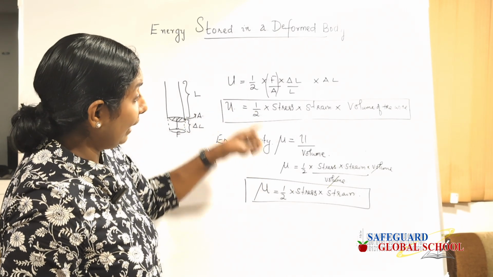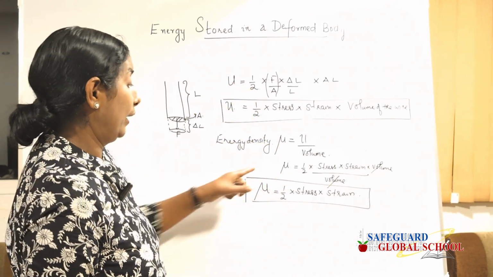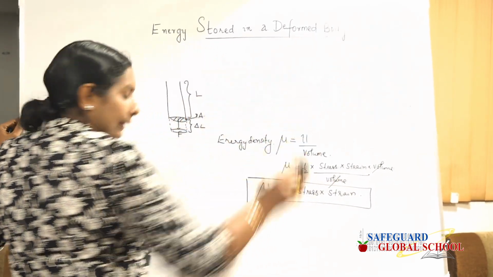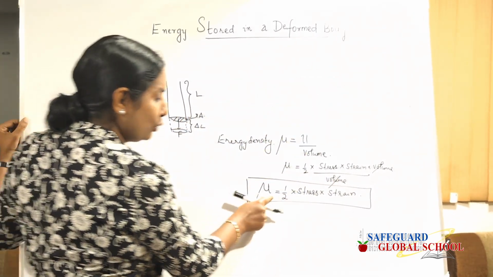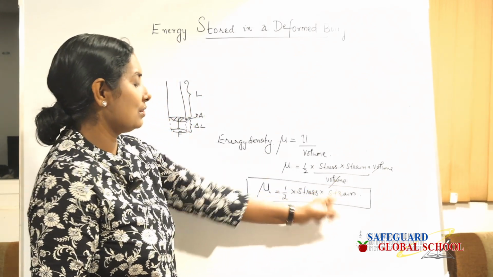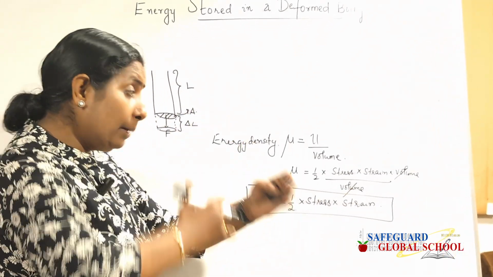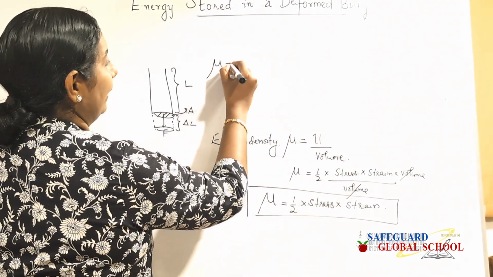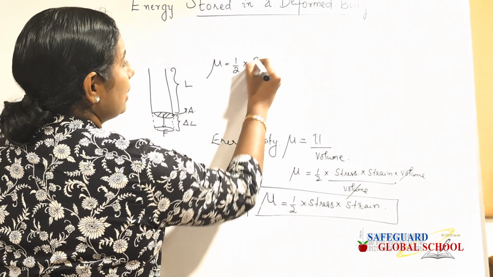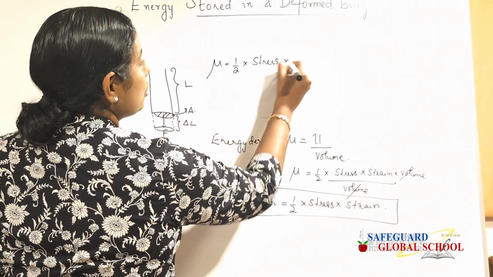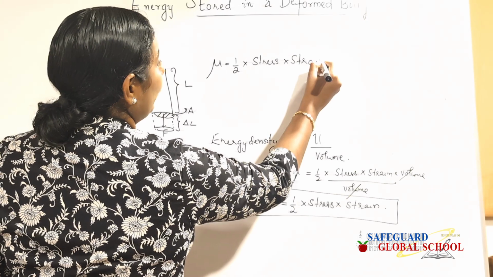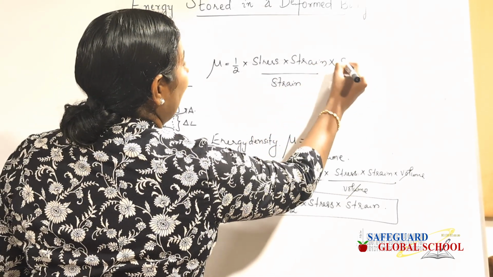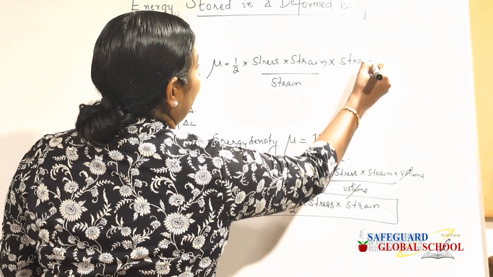Continuing, we can derive one more relation for energy density. So let us start with it. Taking mu is equal to half into stress into strain. We are dividing by a strain and multiplying by a strain. So once again, how does the equation look? It is half into stress into strain. So what we are doing? Dividing with strain and multiplying with a strain. Division and multiplication, no effect, right?